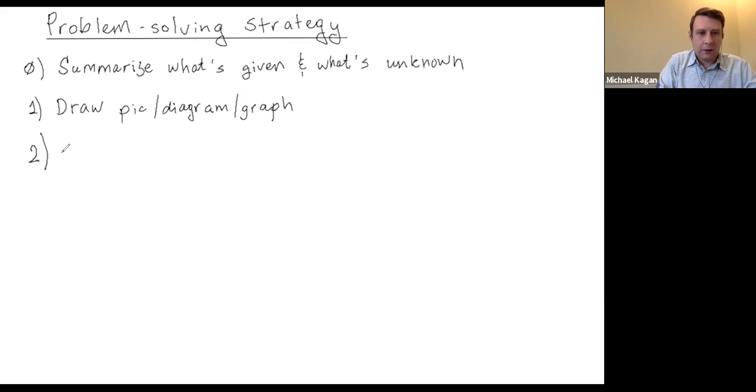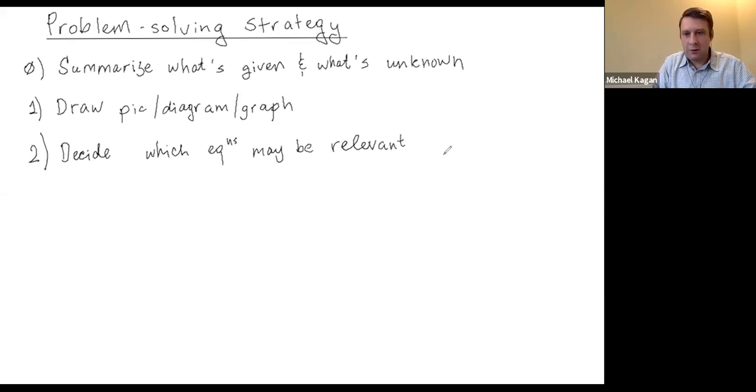And then decide which equations may be relevant. I'm emphasizing the word maybe. It's better to overdo than underdo. So if you think that equation is remotely relevant, just do write it down. I could say do the math, but let me elaborate on number 2 a little bit.